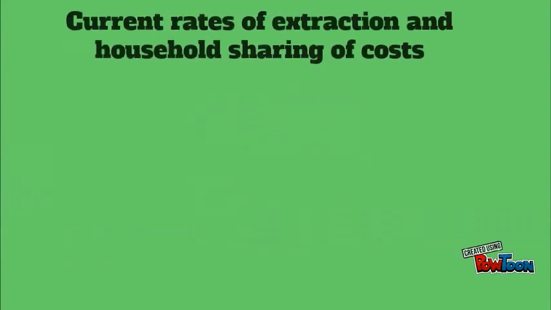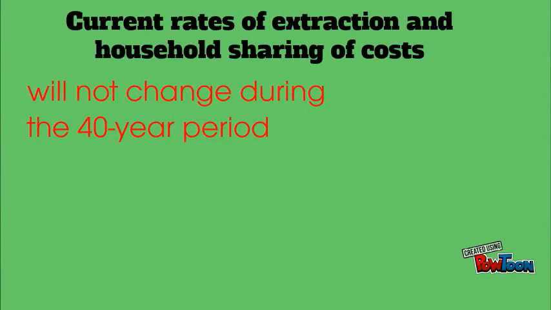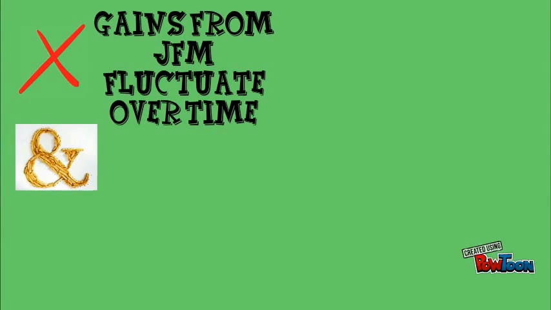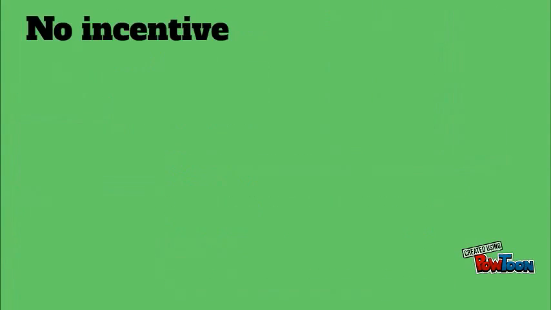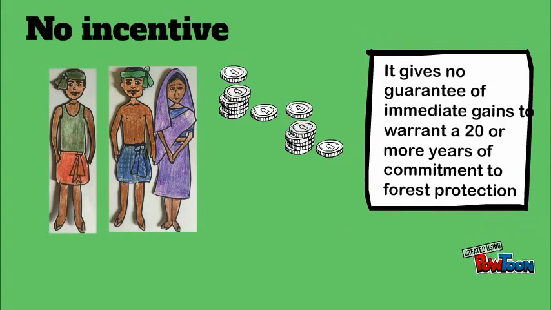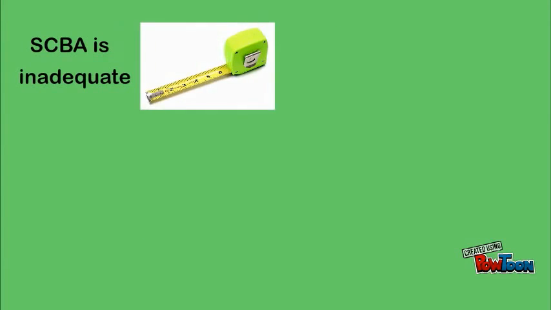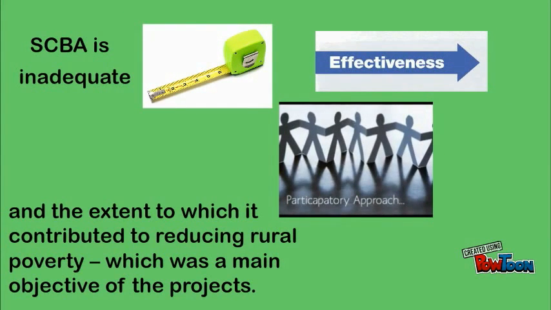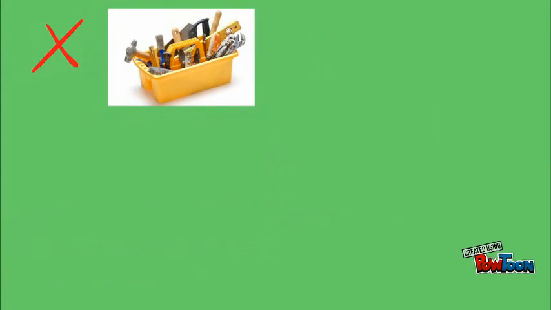The assumption that current rates of extraction and household sharing of costs will not change during the 40-year period seems unrealistic. It was not considered that gains from JFM fluctuate over time. This analysis shows no incentive for the poorer social groups to put high premium on future incomes. Social cost-benefit analysis is inadequate in measuring the effectiveness of JFM's participatory approach. It is also not a sufficient tool to analyze environmental issues.